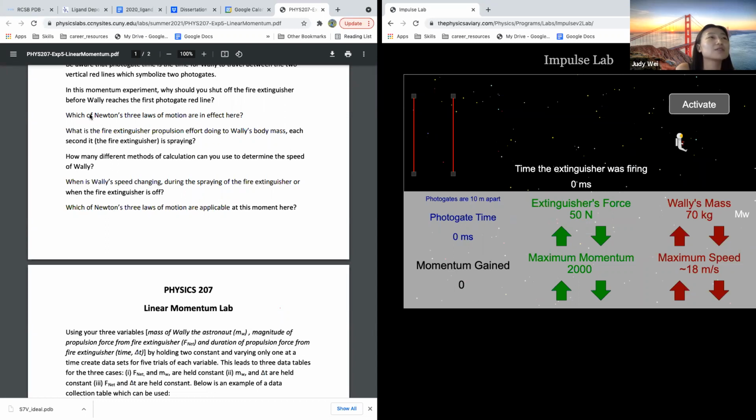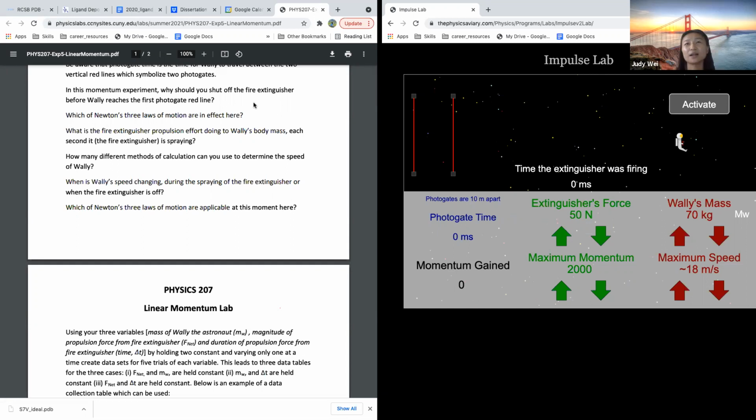And here they ask you which of Newton's three laws of motion are in effect. So we have to figure out what's here. In this moment of the experiment, it should shut off, so this is the first law. When I explain all these three laws and where they apply here, I just want to help you understand. They ask you why we have to shut off the flare extinguisher, and which of Newton's three laws of motion apply here.